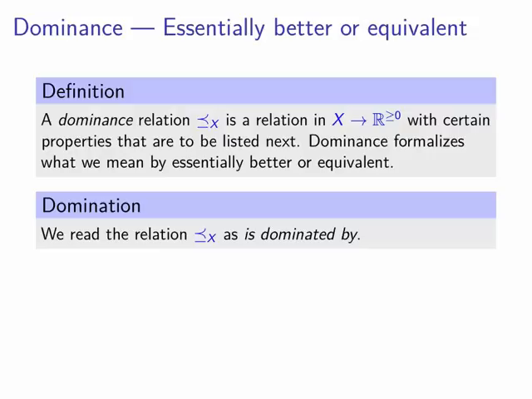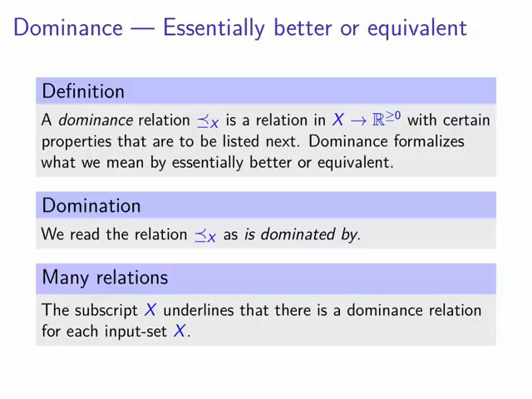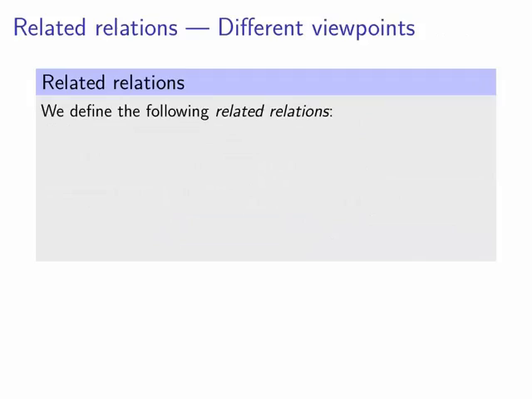We read the relation as "is dominated by". There's a subscript X in the relation. It underlines that there is a dominance relation for every input set X. We can also define these related relations. The first one is read as "f dominates g". It's a reflected version of "is dominated by".